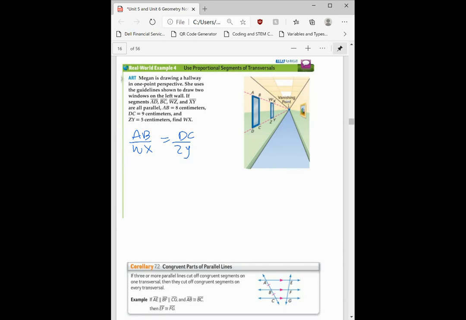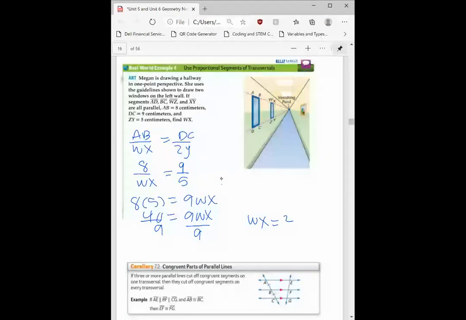Okay, now let's plug everything in. So AB is 8, WX we don't know, DC is 9, and ZY is 5. So if we cross multiply, we have 8 times 5 is equal to 9WX. Well, that's 40 equal to 9WX. So if we divide by 9, that means WX is equal to 4.4. Because 40 divided by 9 is 4.4.